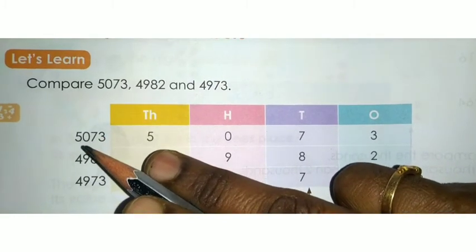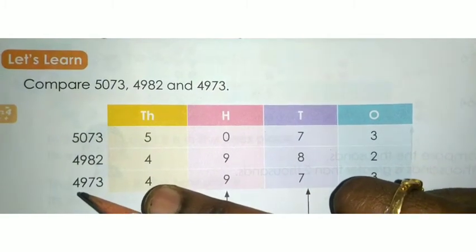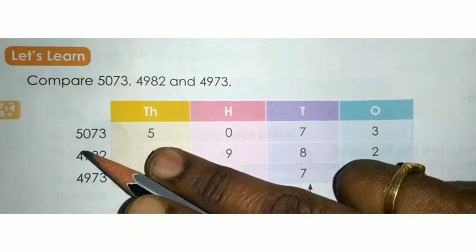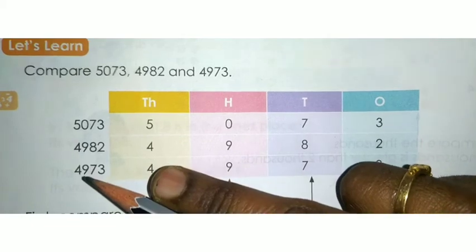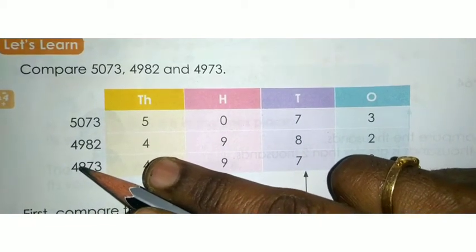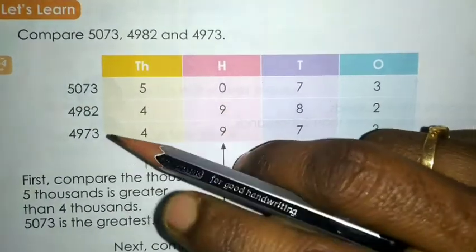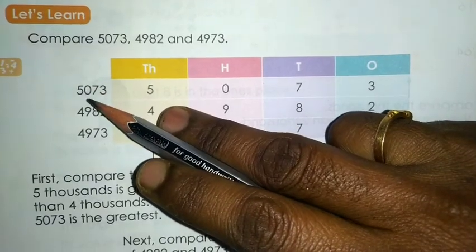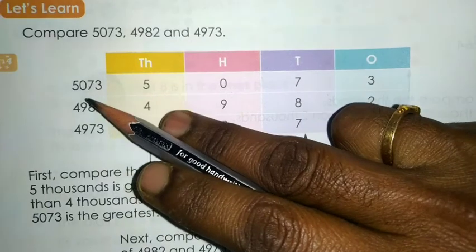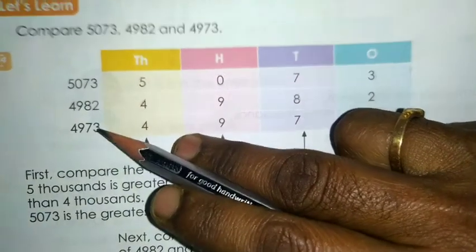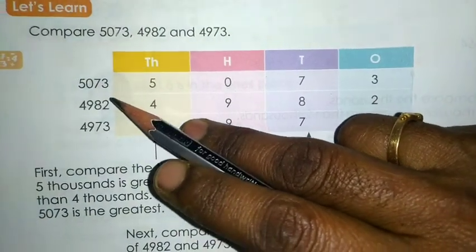From the given numbers, in the thousands place 5 is the greatest compared to the other two numbers. From these three, which is the greatest number? 5 is the greatest number. So you have to write this number as the greatest number compared to these values. Clear?